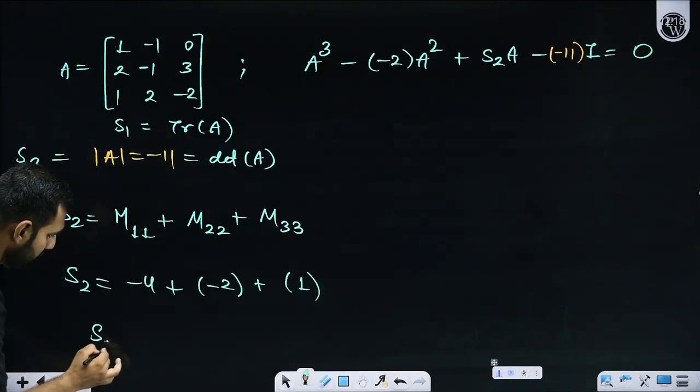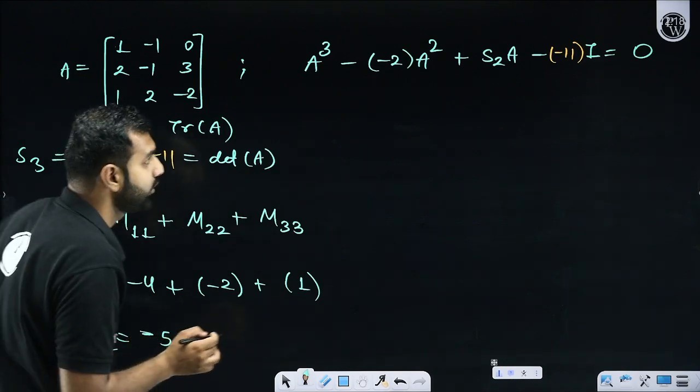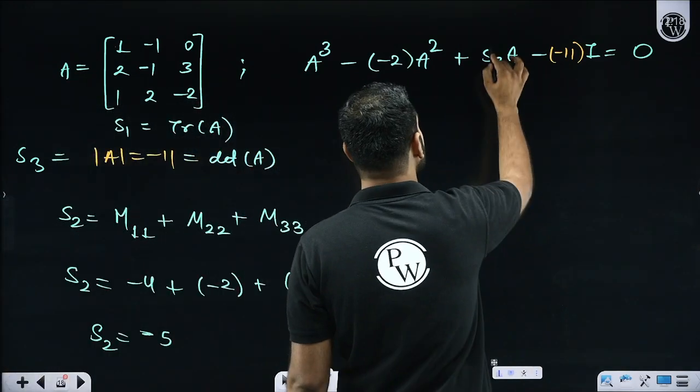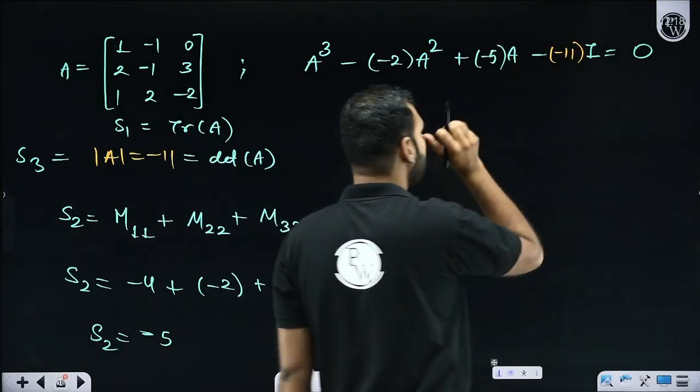So S2 you have gotten as what? Minus 6 plus 1, which is minus 5. So here, if I skipped writing S2, it was supposed to be minus 5. Yes or no, everyone?